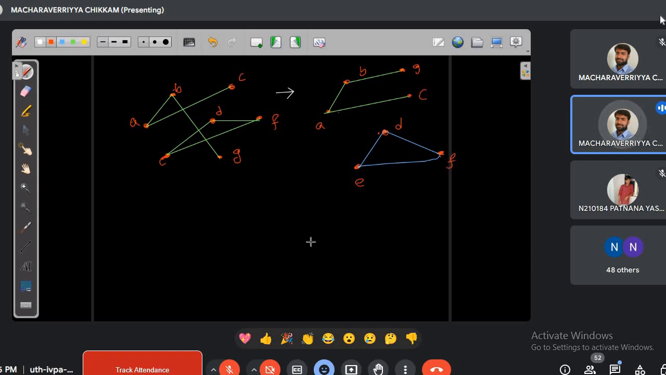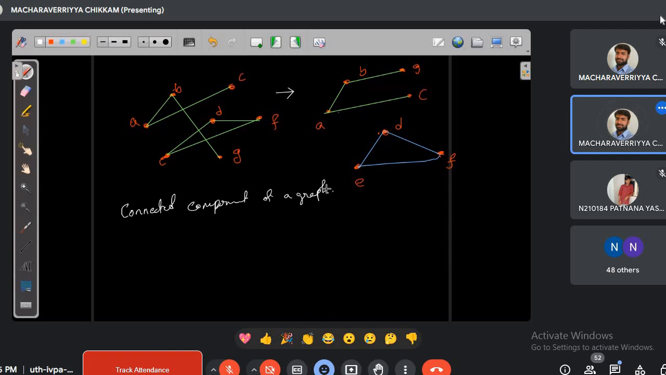Okay, so the original graph is not connected. Now I'm going to say that this original graph has two connected components. Now we need to define what is a connected component. Connected component of a graph. A connected component of a graph is a connected graph that is not a subgraph of another connected graph.